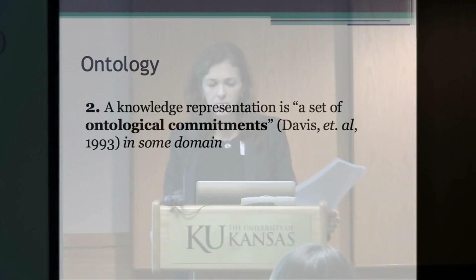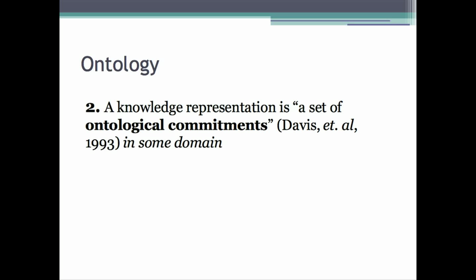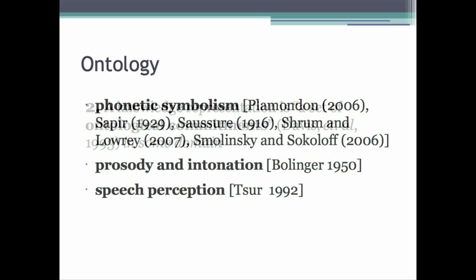The second thing that Davis and his group talk about is knowledge representation as a set of ontological commitments, and this is much like Sowa. And the ontological commitments that we are making here within the domain, this is the domain within which this ontology makes sense, are phonetic symbolism, prosody and intonation, and speech perception. These are the theories of how sound makes meaning that we are drawing from in order to come up with our ontology, or the content of our oral representation of text.